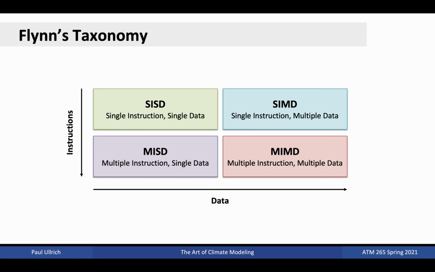Multiple instructions can refer to either multiple programs run simultaneously, or the same program being run by multiple processors, each being at potentially different points in the program. Along the horizontal axis, we have the number of data elements, either single data per operation or multiple data per operation. In general, MISD is an uncommon and not particularly useful architecture, so we'll neglect it from this classification.